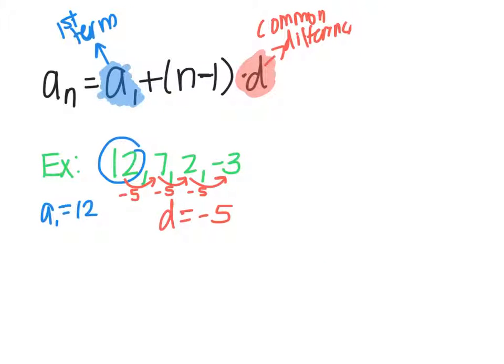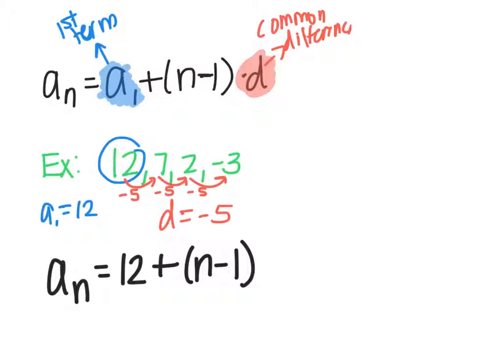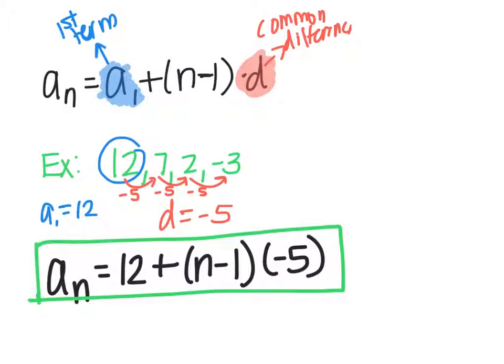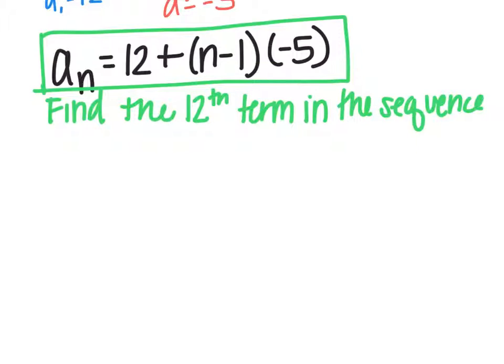So then going back to our formula, we can write it as a sub n equals, instead of a1, we're going to put 12, because that's what a1 was, plus n minus 1 times d, which instead of d, we're going to put negative 5, because that was our common difference. And this would be our formula. Now this formula can be useful if we have a question such as, find the 12th term in the sequence. Well, if they want the 12th term, they're telling us that n equals 12.